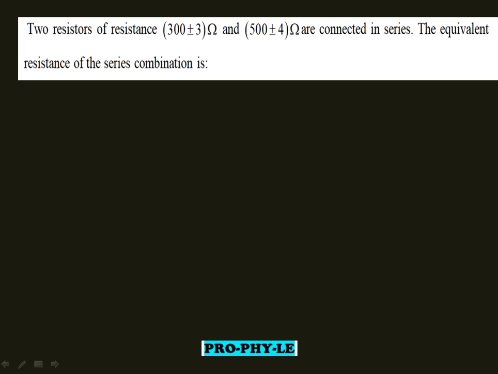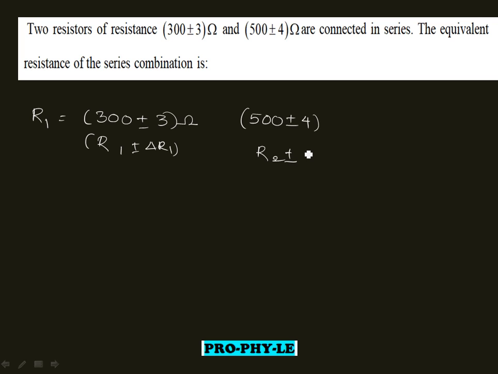The second question is like this. Two resistors are connected in series. The equivalent resistance of the combination is... Let the first resistor be R1, whose value is given as 300 plus or minus 3 ohms. That means it gives its value and its corresponding error is 3. Similarly, R2 is 500 plus or minus 4. That means its value is R2 and the error in measuring R2, let that be delta R2, is 4.